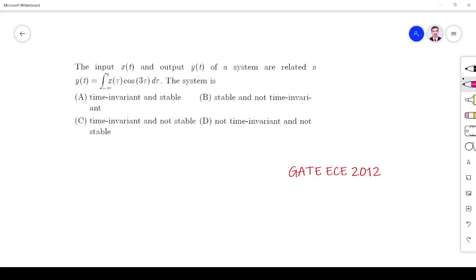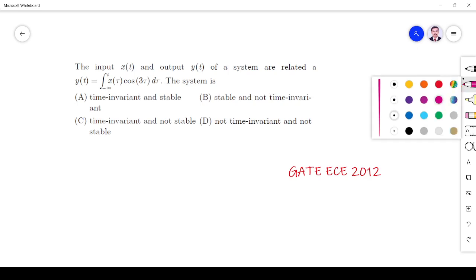Hi friends, in this video let us solve a signal system related question asked in the 2012 EC paper. The question is: the input x of t and output y of t of a system are related as y of t is equal to the integral from minus infinity to t of x of tau cos 3 tau d tau. We have to find whether the system is time invariant or stable or not.